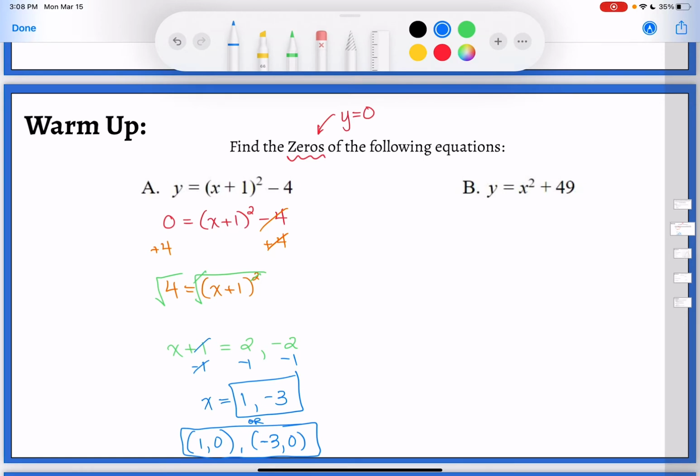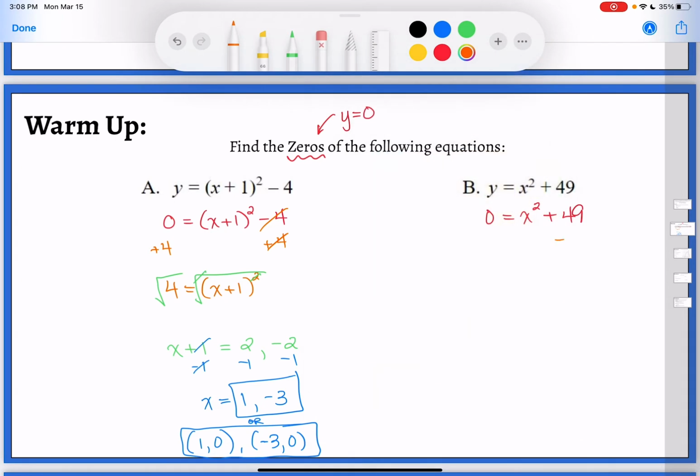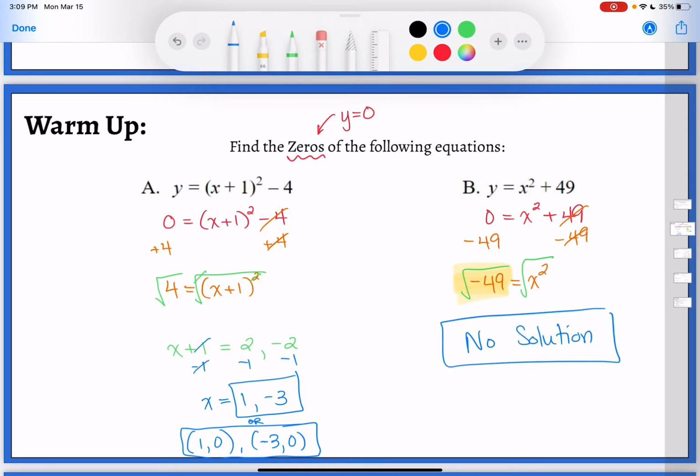Okay. Part B, same idea. Set it equal to 0 to start with. Y equals 0, I should say. All right, get whatever is squared by itself on this one. Since I don't have a plain x term, I can subtract 49 from both sides. I get negative 49 equals x squared. Square root both sides. Oh boy. I have the square root of a negative number. That's a no solution. And remember, that's okay, right?